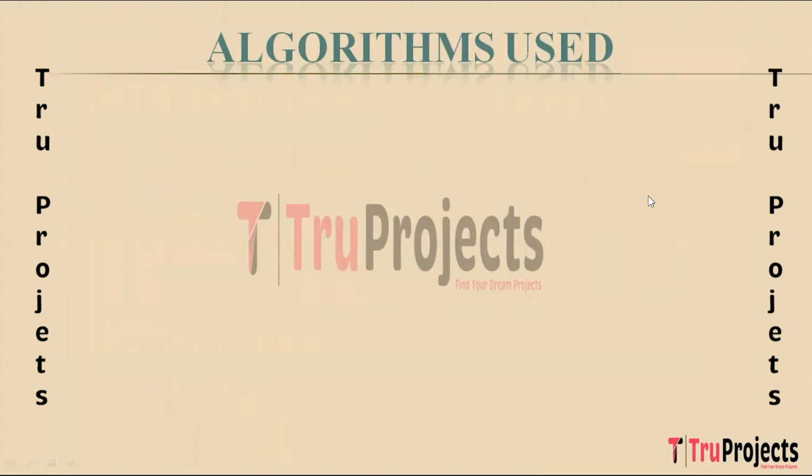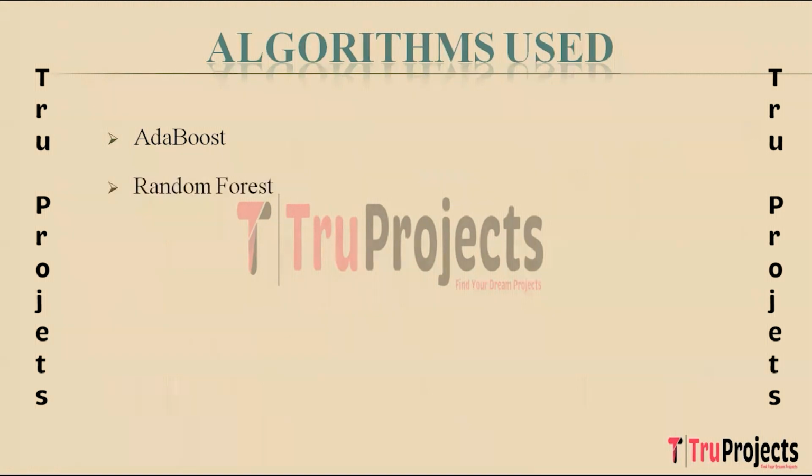Now we'll understand the algorithms used. The first one is AdaBoost. AdaBoost is an ensemble technique that combines multiple weak models to create a strong one. It helps improve classification accuracy and handles class imbalance effectively, which is crucial in credit card fraud detection.